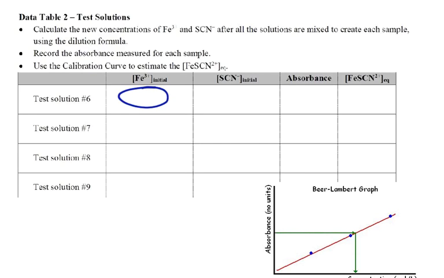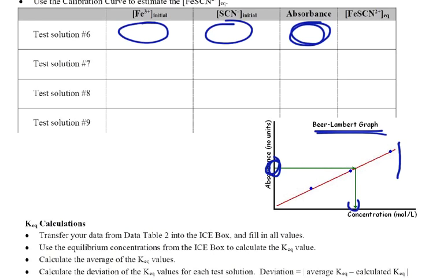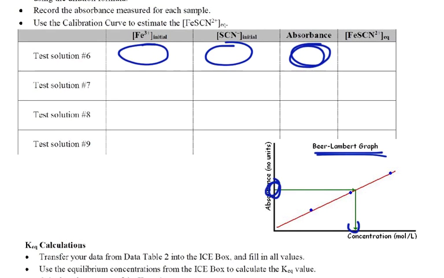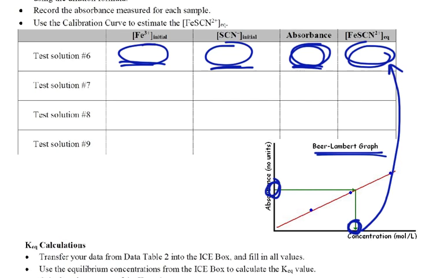So you've just calculated values like this, and when you made that solution you checked its absorbance, and now you can use your calibration curve. So you can say, okay, I know it had this absorbance, so therefore I know this is the concentration of my FeSCN. So this value is going to give me my FeSCN concentration, and these 2 values you're going to get by doing your dilution, and you measured this one. And you can repeat that for 6, 7, 8, 9, and 10.